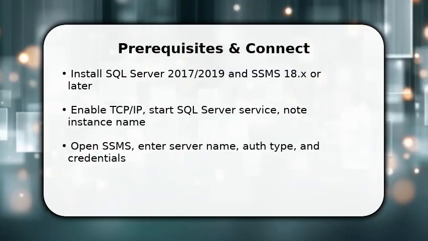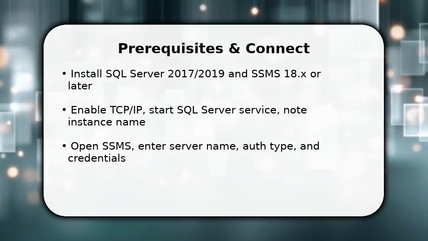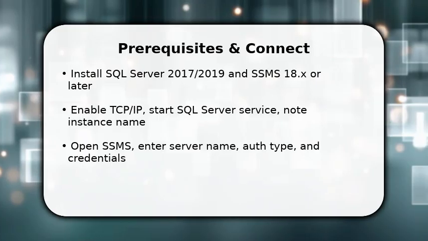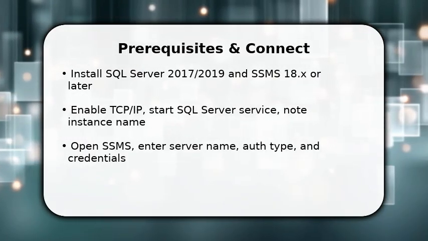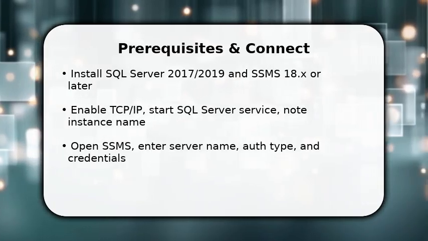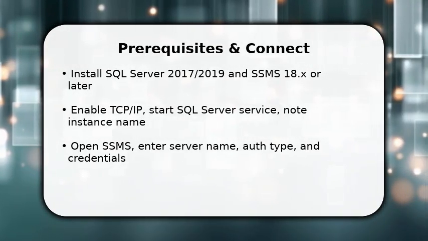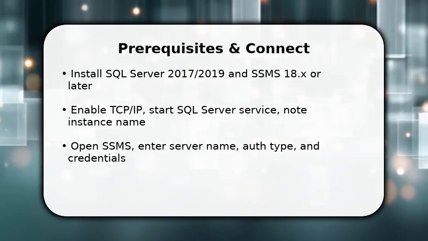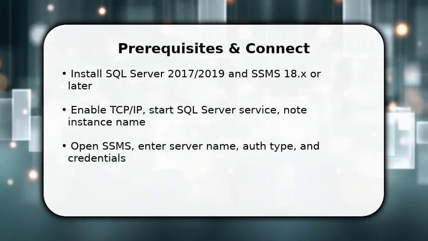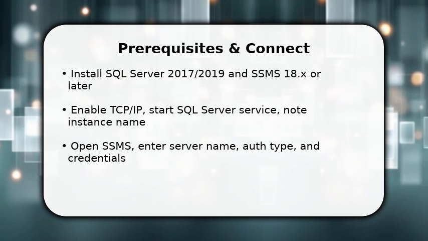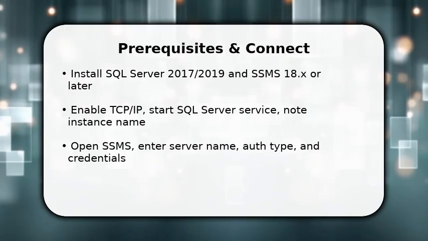You start by confirming prerequisites and making the first connection. Make sure SQL Server is installed and the service is running, then enable TCP/IP in SQL Server Configuration Manager so remote connections work. Open SSMS and type the instance name, choose Windows or SQL Authentication, and enter credentials. Once connected, expand the Object Explorer to confirm databases and server roles. This immediate hands-on step gets you into the environment so you can inspect and act on your server.